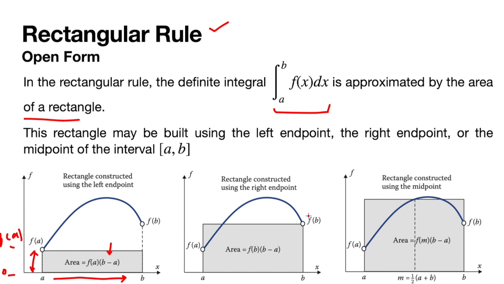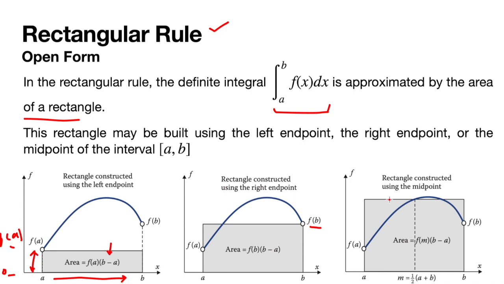Similarly, if we consider the right end point, this will be the shaded rectangle here, and we are using this point, f of b. So the area under this rectangle is, on a similar note, f of b into b minus a.